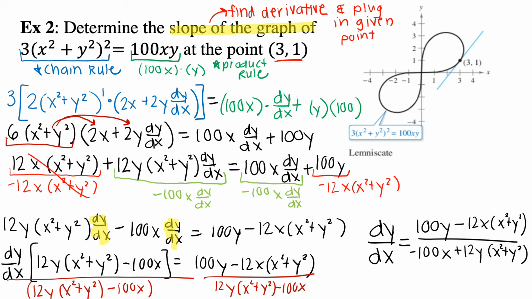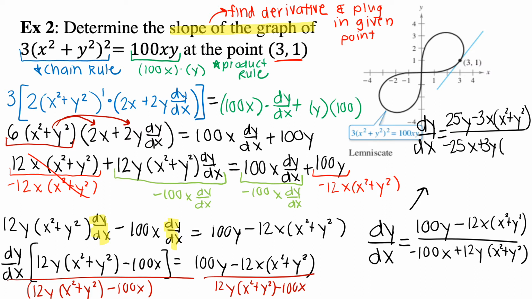Oh man, and we can actually simplify this a little bit more if we factor a 4 out of our numerator and our denominator. We can write our final dy dx as 25y minus 3x, times x squared plus y squared, over negative 25x plus 3y, times x squared plus y squared.